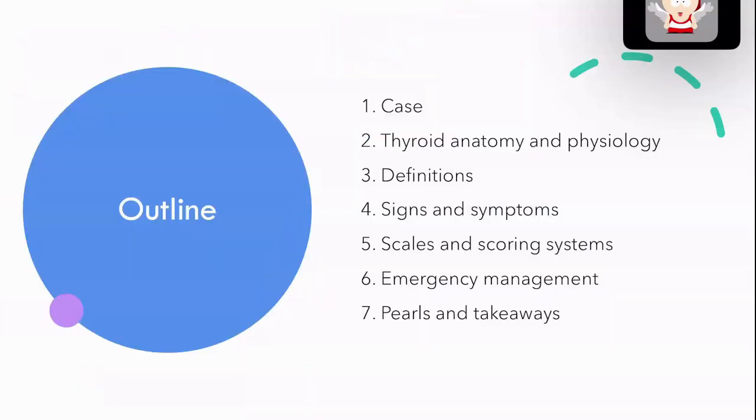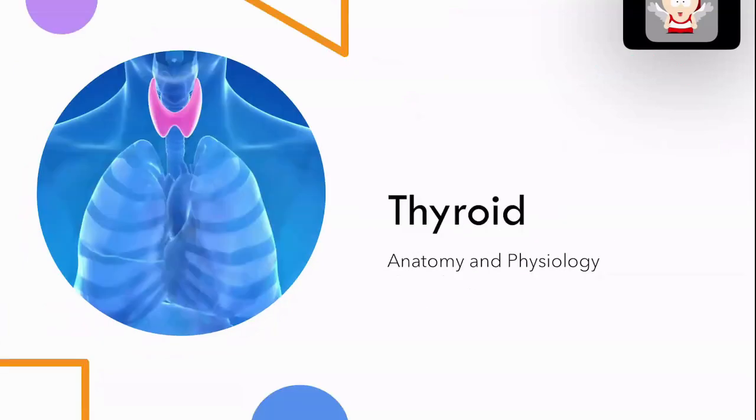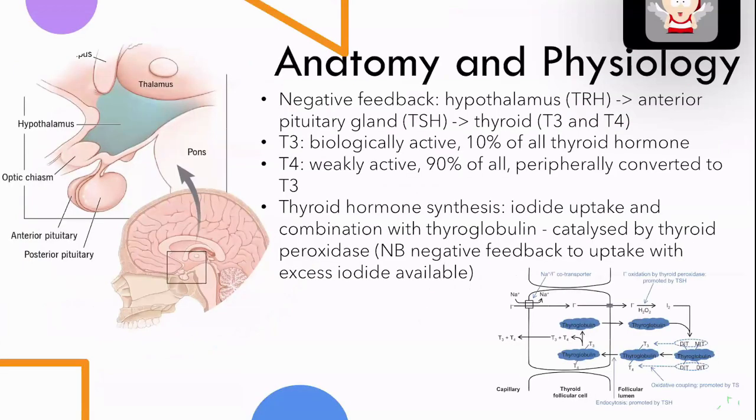So this is just an outline for the talk. We're going to discuss some anatomy and physiology, some important definitions, signs and symptoms, which I'm sure you're all quite comfortable with, and then very importantly, scales and scoring systems that are going to help us decide when we need to initiate this life-saving definitive management, and then the management itself. Starting off with anatomy and physiology as always.